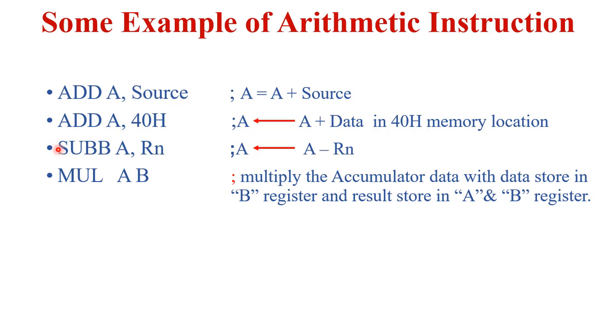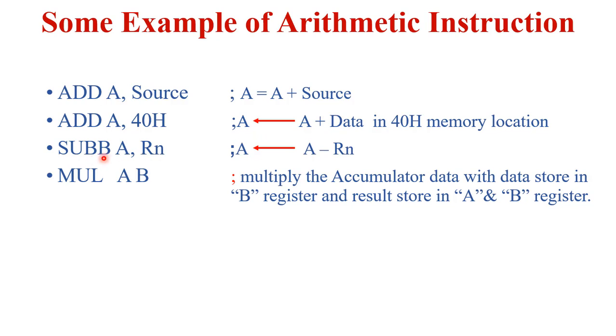The next instruction is ADD A, 40H. In this instruction, 40H is a memory location. We know that if there is no hash in the prefix, it is a memory location, and if #40H is given, it is immediate data. In this instruction, there is no hash present in the prefix, so it is a memory location. So this instruction tells that add the content of the accumulator register with the content of the 40H memory location and the result is stored in the accumulator register.